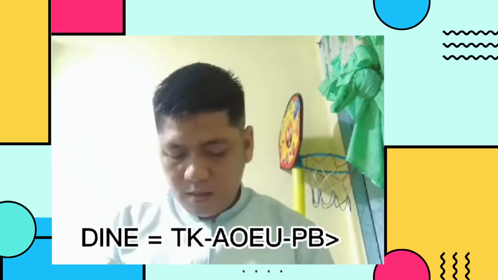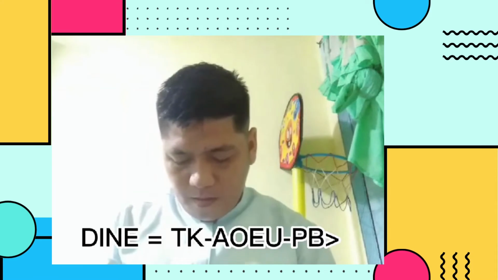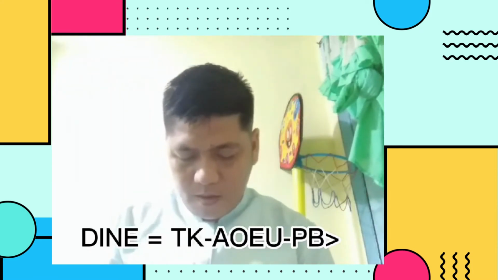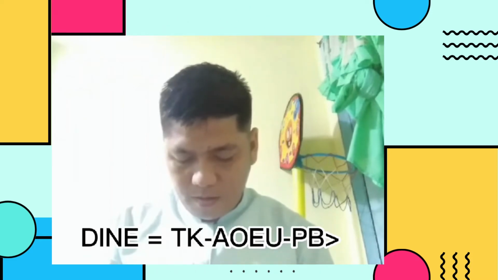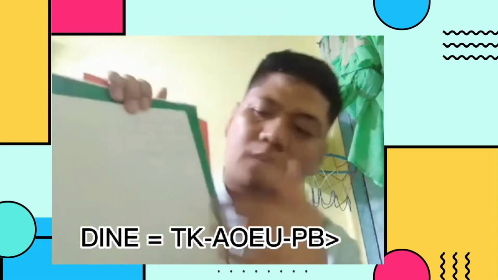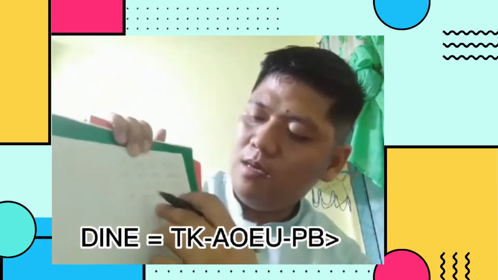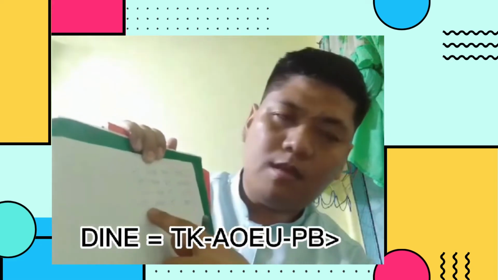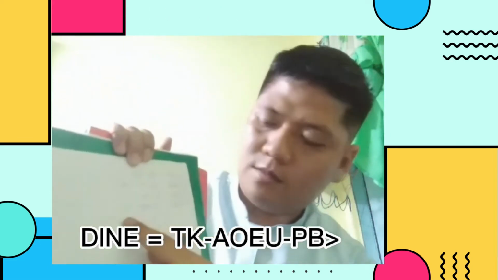Our next is number 4. Next word is dine. Initial letter TK, vowel A, O, E, U, ending PB, then release. Initial TK, vowel A, O, E, U, then ending PB, then release. Okay?